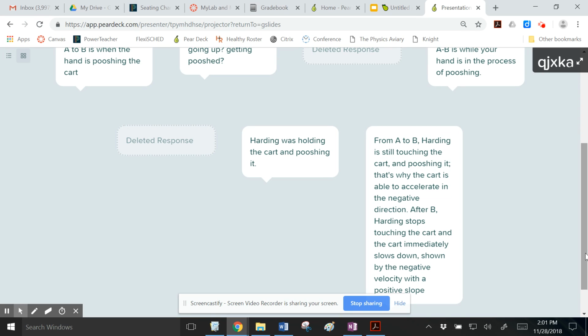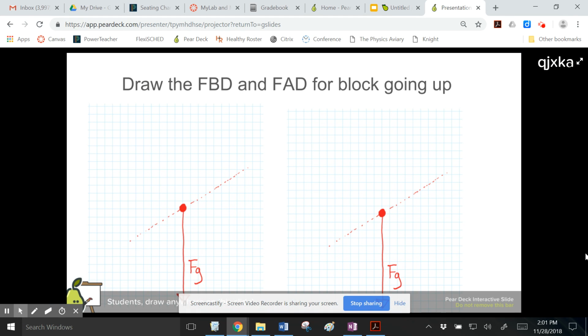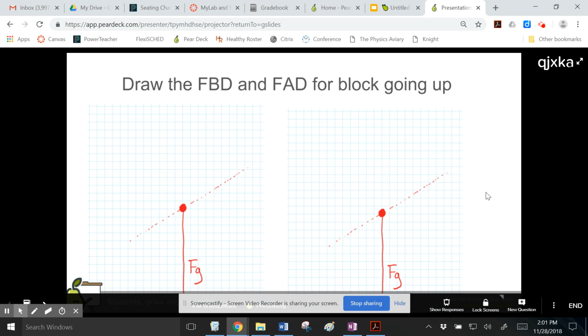Pretty constant, right? Pretty constant acceleration, okay? And the reason for that is because it's frictionless, okay? So here's what I'd like you to think about: draw the free body diagram and the force addition.